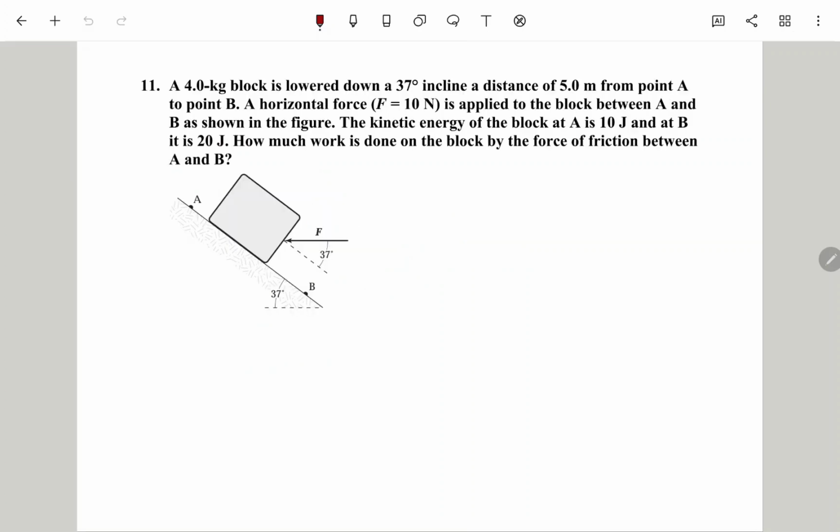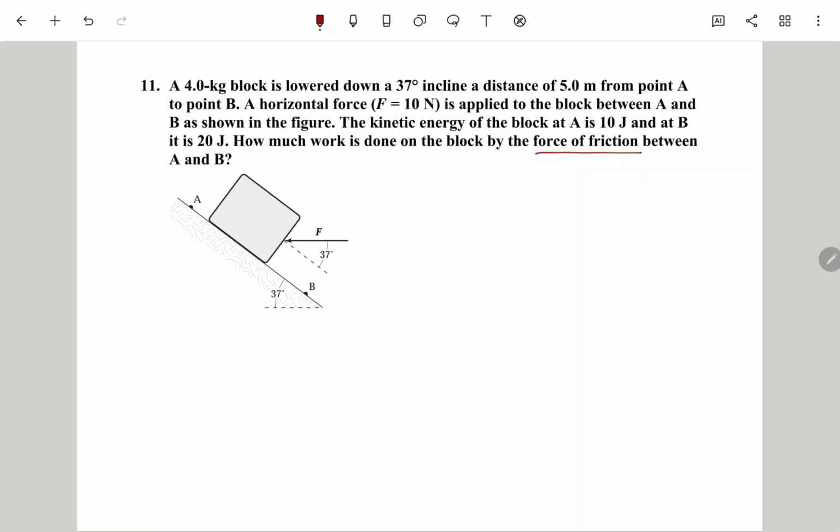A 4-kilogram block is lowered down a 37 degree incline, a distance of 5 meters from point A to point B. A horizontal force F equal to 10 newtons is applied to the block between points A and B as shown in the figure. The kinetic energy of the block at A is 10 joules and at B is 20 joules. How much work is done on the block by the force of friction between points A and B? Now let's see.